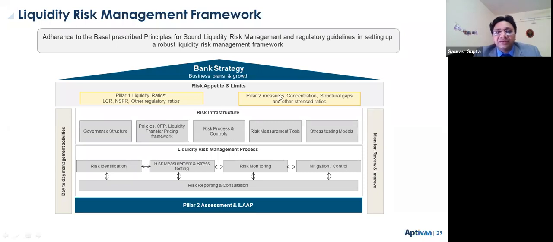So in liquidity risk management, there are 3 or 4 aspects. One is the risk reporting, and the liquidity risk management process in which we follow identification, measurement, monitoring and control, and then the risk infrastructure, and overall everything should be governed by the risk appetite limit of the bank. And this should be a part of the business plan, and should not be an independent aspect. This should be an integrated part of the business strategy or the bank strategy. Next slide.